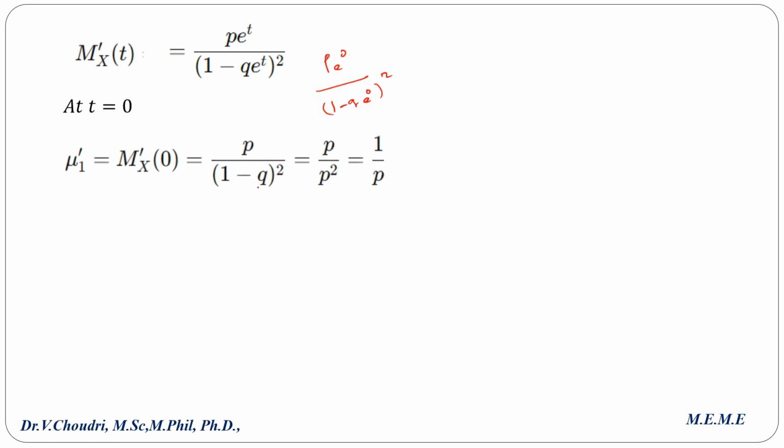p divided by (1 minus q) whole square. p divided by 1 square. So p and p will be cancelled. So the answer is 1 by p. Okay. Now mean value equal to E of x equal to 1 by p.